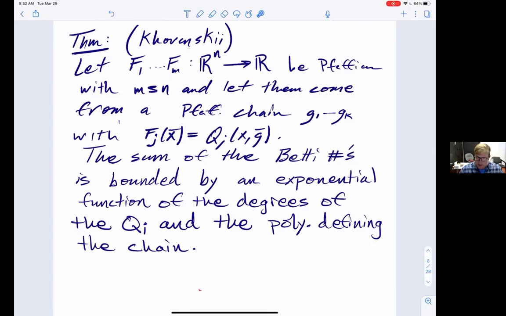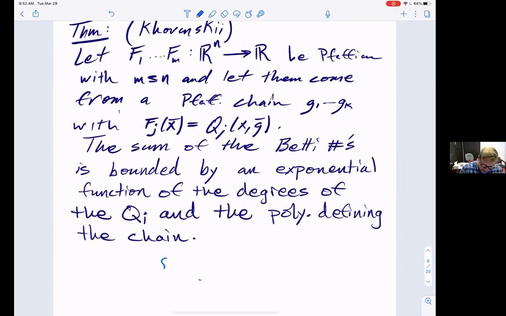Then it turns out that the number of components in the set cut out by, so you can look at the set of x bar, sorry, I didn't write this, in R^n, such that f1 of x bar equals ... equals fm of x bar, the zero set of all of these functions. This is the set that I'm talking about here.